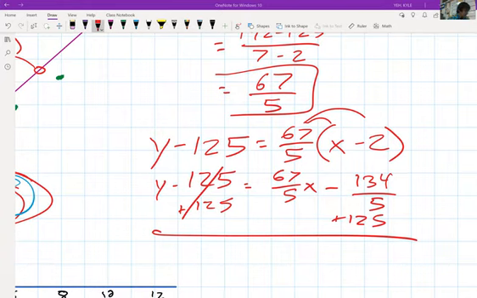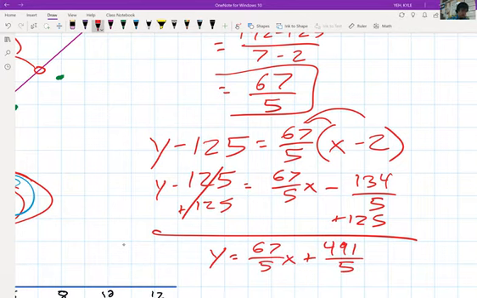But then I'm adding the 125 from the left-hand side, 98.2. So I'm going to turn that into a fraction because I already said I love fractions. 491/5. So y equals 67/5 x plus, and according to my calculator, 491/5. That is a fantastic prediction equation.